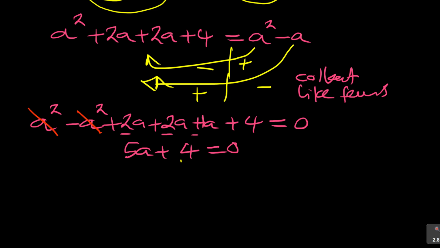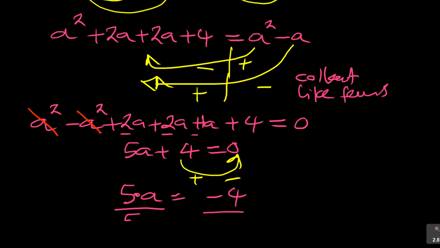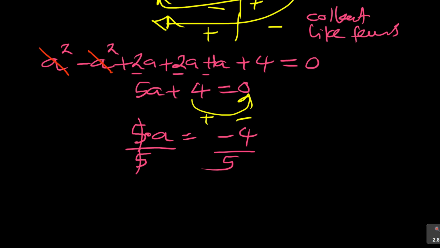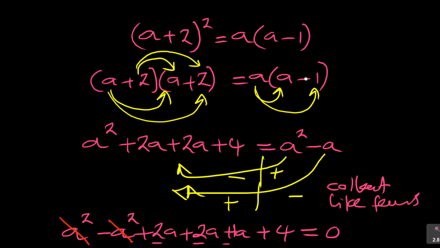Take the 4, it was positive, it becomes negative. Let it go to the other side. So we have 5a is equal to negative 4. Remember, there is a multiplication, and the opposite is division. Divide by what you don't want, which is 5, and the 5s cancel there. What do we have for a? A is equal to minus 4 over 5. That becomes the answer. Is it very important to test it? Yes, very important to test it.